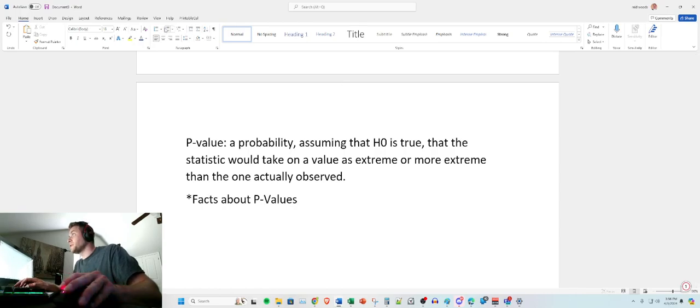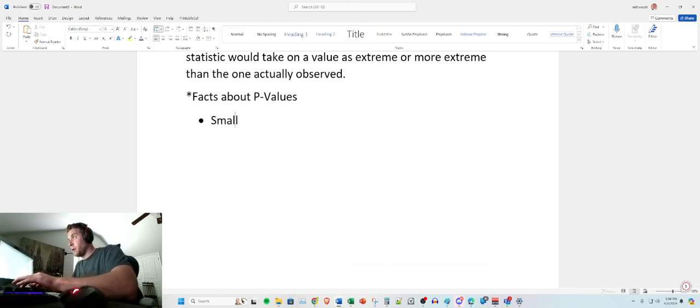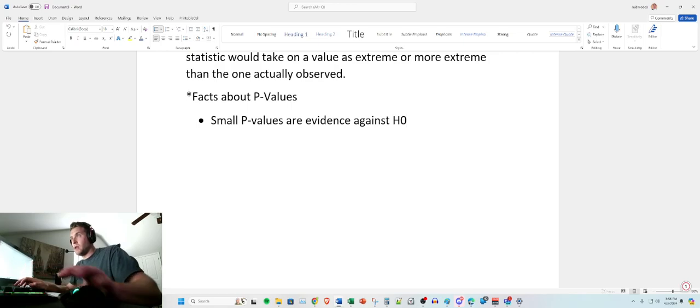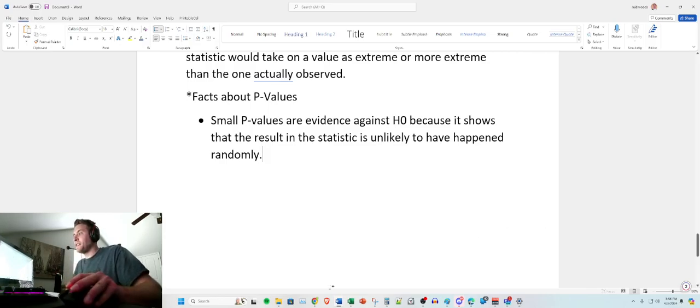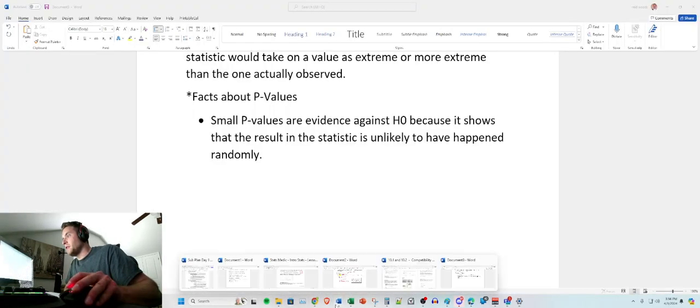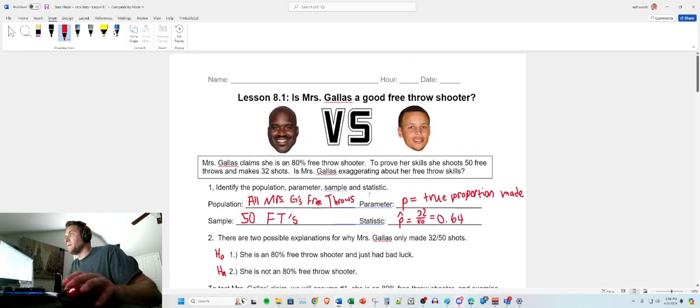Okay, some more bullet points. Small p-values are evidence against the null hypothesis because it shows that the result in the statistic is unlikely to have happened randomly. If we think about this, that was what the sheet had said on here, right?